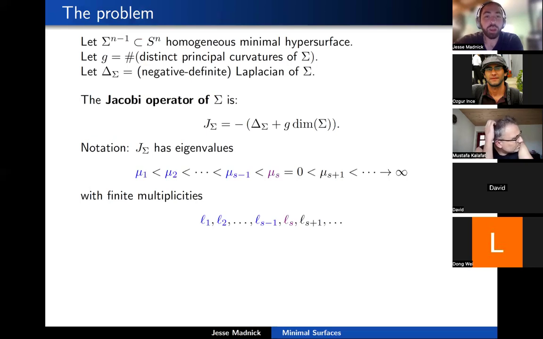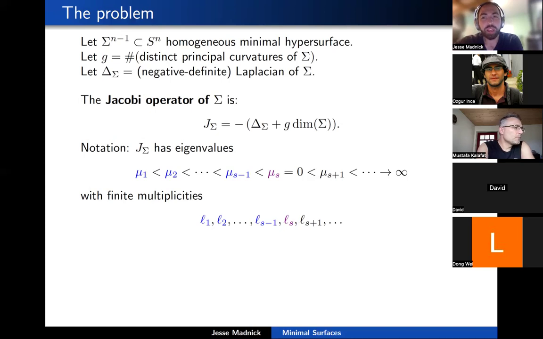In this case, the Jacobi operator of sigma simplifies. It's just a shift of the Laplacian. It's the negative of the Laplacian plus g times the dimension of sigma. Of course, the dimension of sigma is just n minus 1. So the notation I'm going to use is that J sigma has eigenvalues denoted by the letter mu.